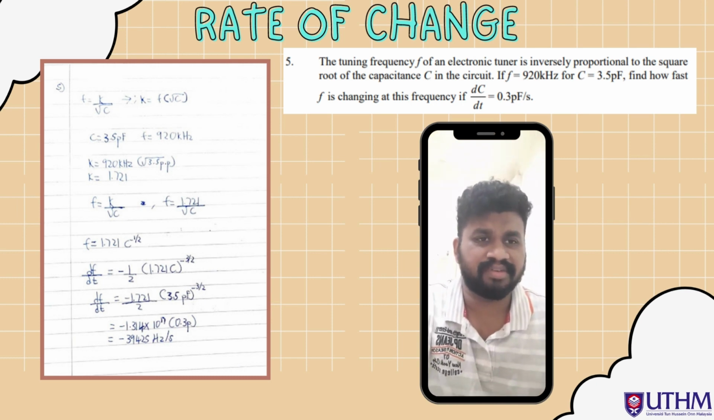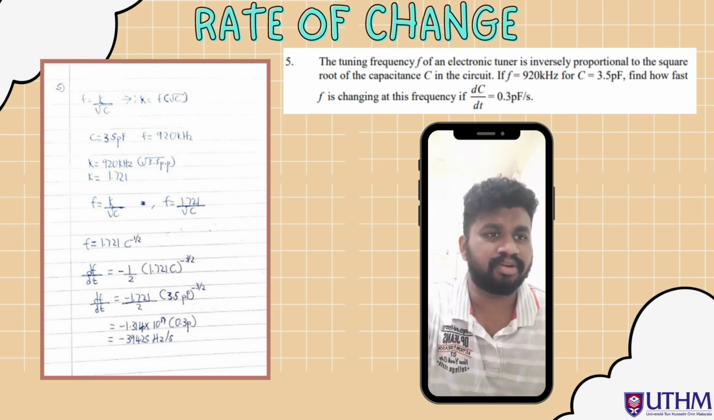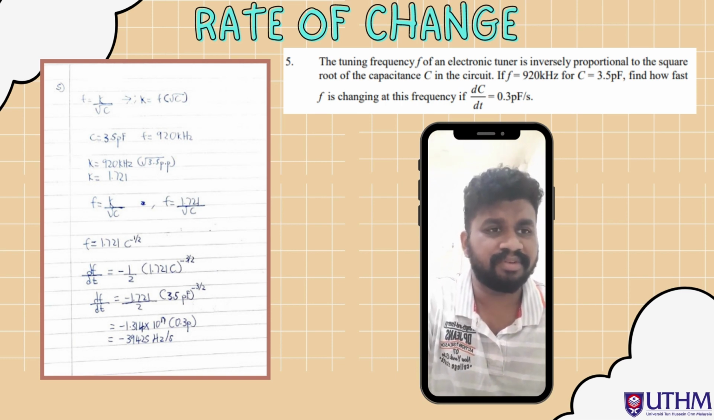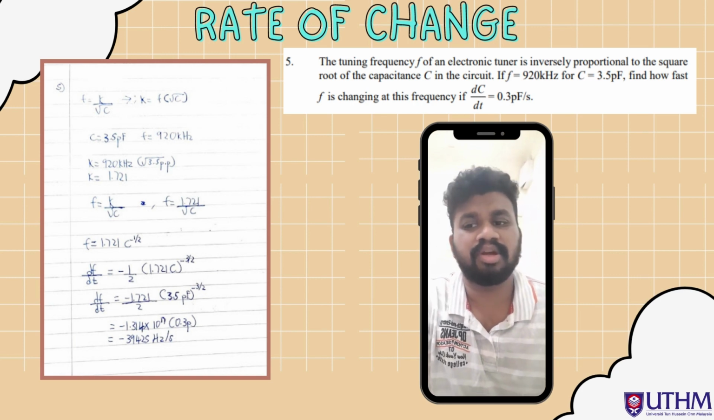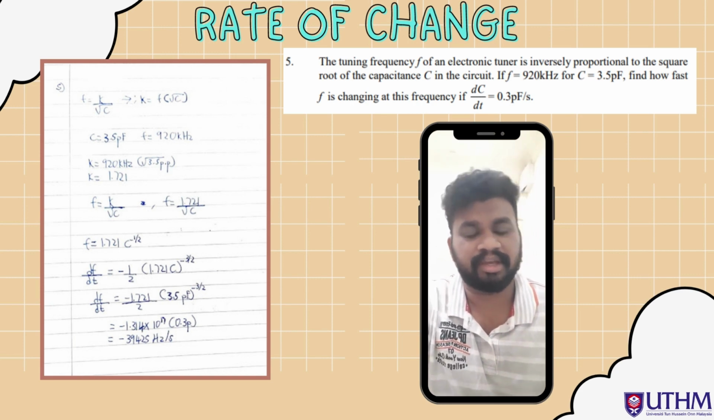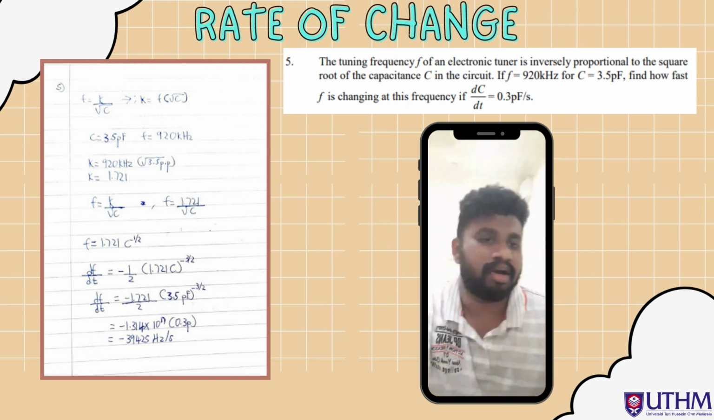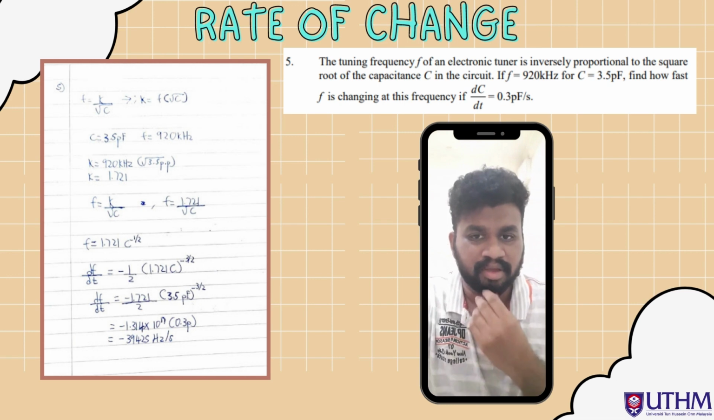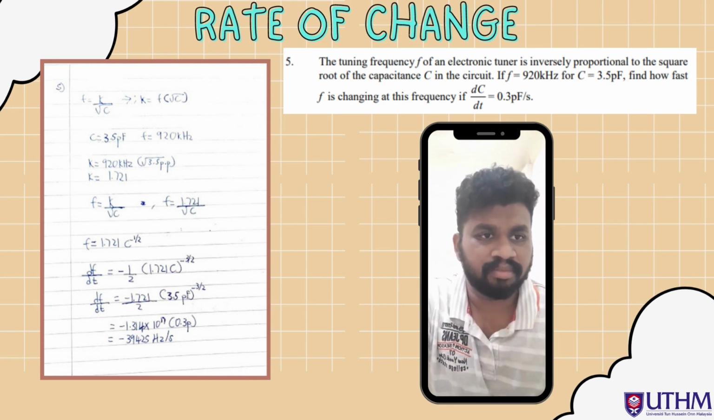Today we will discuss rate of change, question 5. The question asks: the tuning frequency f of an electronic tuner is inversely proportional to the square root of the capacitance C in the circuit. If f equals 200 kilohertz for C equals 300 picofarads, how fast could the frequency be changing if dC over dt equals 0.3 picofarads per second? So you can see C equals capacitance, pF is picofarads, and f is in hertz. So for capacitance, we want to find df over dt for frequency.